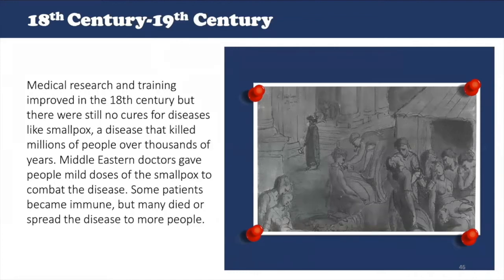Even in the 18th century, the search for a simple way of healing the sick continued. Medical research and training improved in the 18th century, but still there was no cure for the disease called smallpox, a disease that killed millions of people over thousands of years. Middle Eastern doctors gave people mild doses of smallpox to combat the disease. Some patients became immune, but many died, and the spread of disease continued.